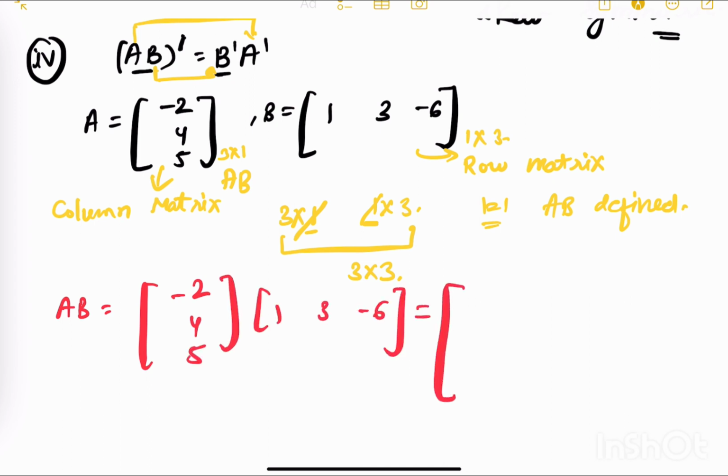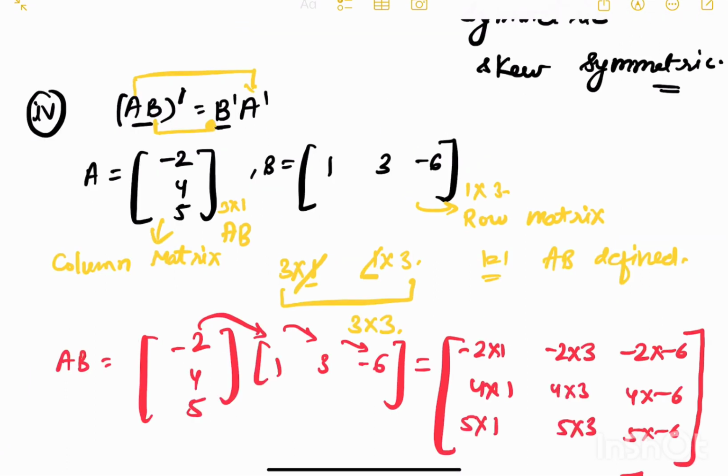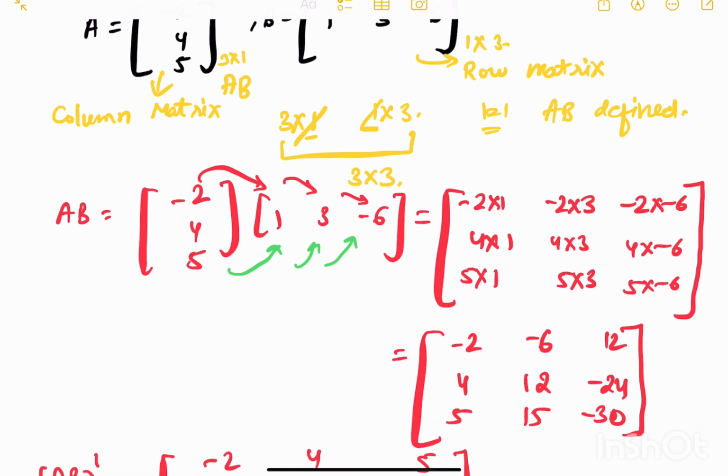And what is my product? First, we will focus on the first row, and then we will multiply the consecutive elements in my row in my matrix B. So what is it? 2 cross 1, minus 2 cross 3, and this is minus 2 multiplied by minus 6. This is my 4 cross 1, 4 cross 3, and 4 cross minus 6. The third row will be my 5 into 1, and 5 into 3, and 5 into minus 6. So just simplifying the values in my matrix, this is the resultant matrix.